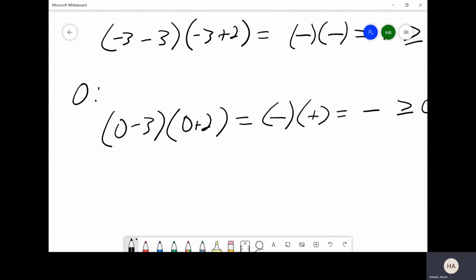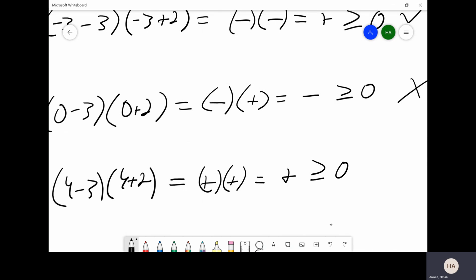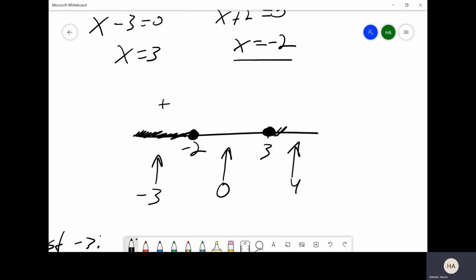And last but not least, we have to test 4. So testing 4, we have 4 minus 3 times 4 plus 2. This is going to give us a positive times a positive. And a positive times a positive is, in fact, again, positive. And positive greater than 0, in fact, it is. So hooray, we now have our second interval for our domain. So all that works. We know that that was negative, so we're excluding that.